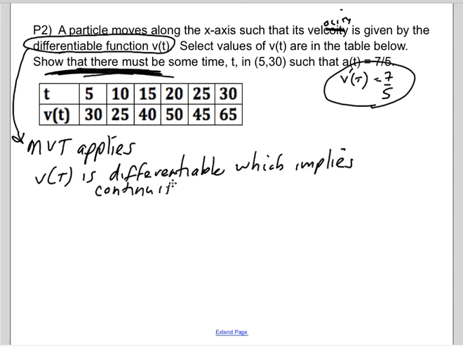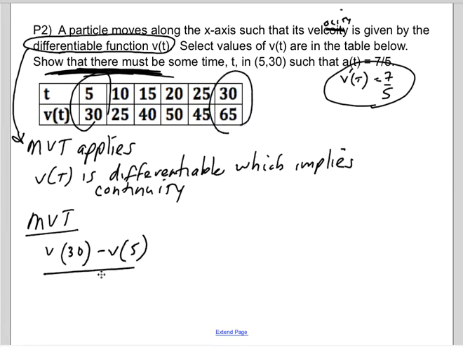So you have to state that. If it's a free response, you have to openly explain why you're allowed to use the MVT. Then I show that according to the MVT, v of, the window they gave me was 5 to 30. So v of 30 minus v of 5 over 30 minus 5 should equal v prime of t. And notice I made that connection.